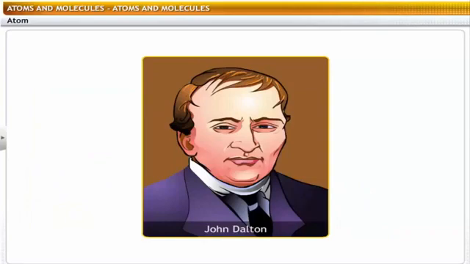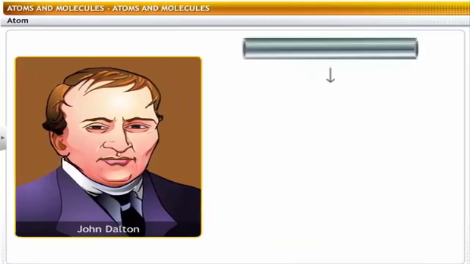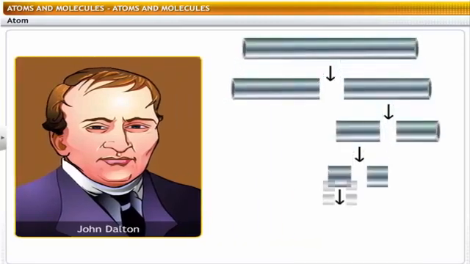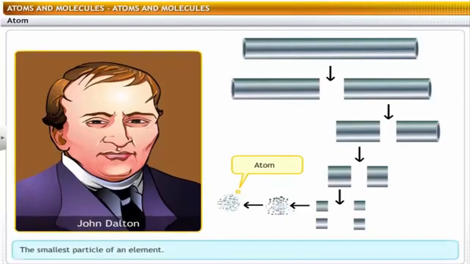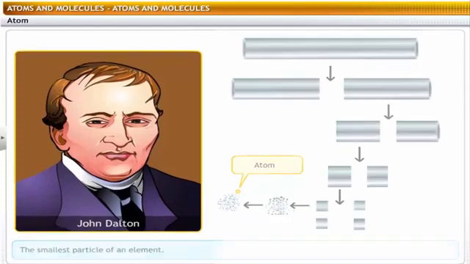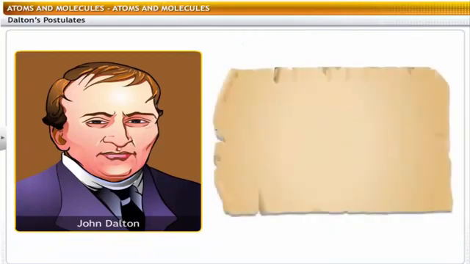After a series of experiments with various substances in different states, Dalton concluded that all matter must be composed of tiny particles which cannot be further divided. He called them atoms. So an atom can be defined as the smallest particle of an element. According to Dalton, all matter is made of atoms.